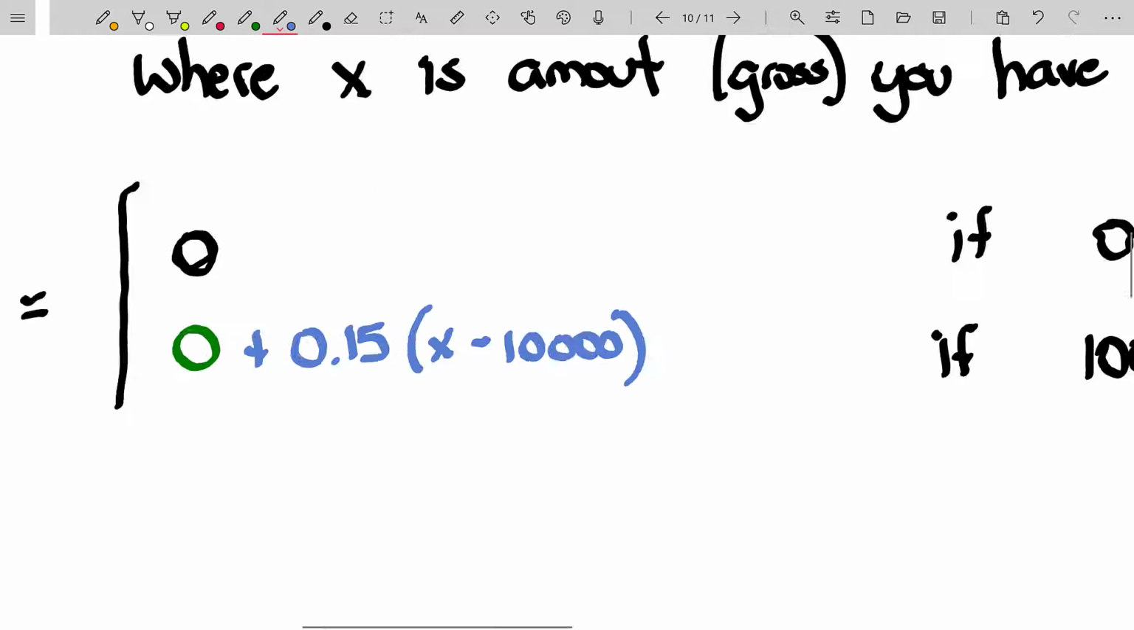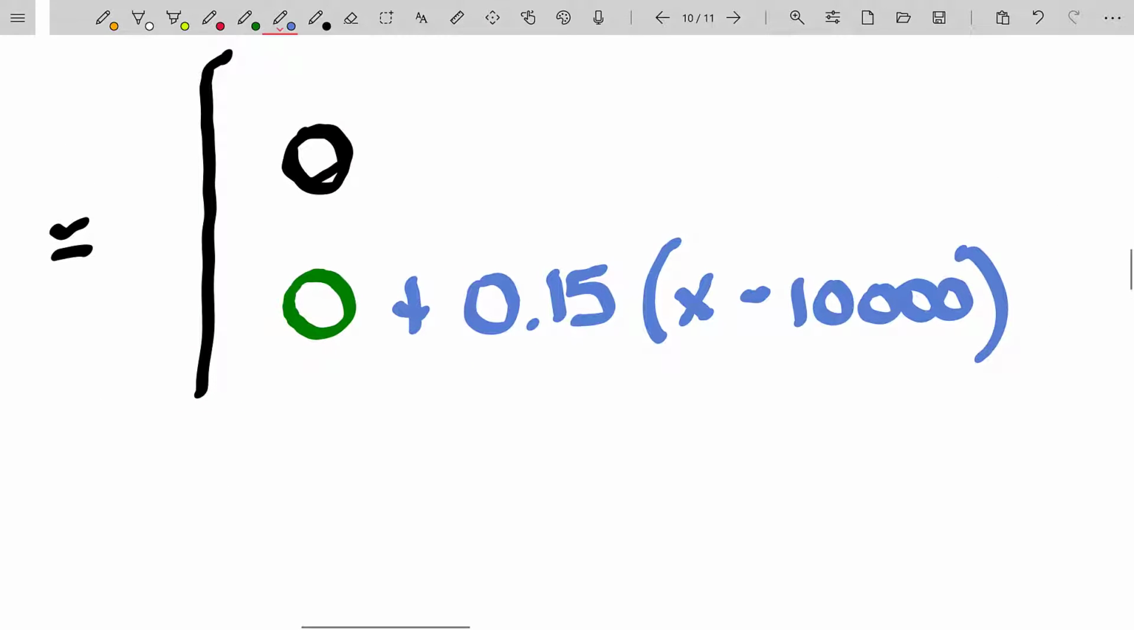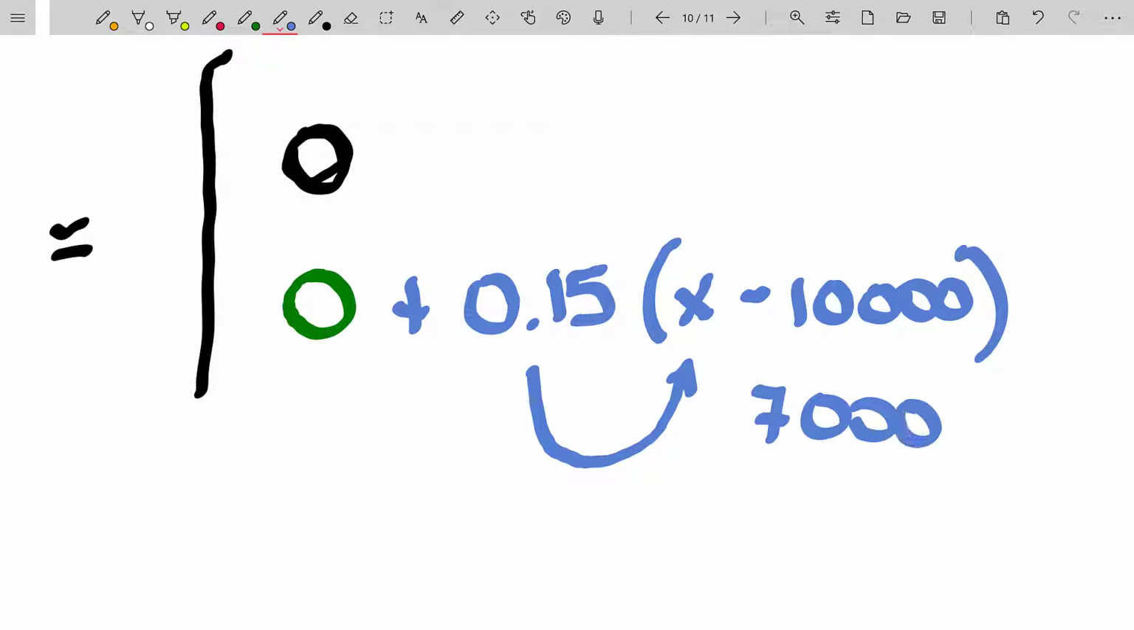Let's see if this works out. You're going to pay 0 plus 15% of 17,000 minus 10,000, which is only going to be a $7,000 tax liability, and 15% of $7,000 is, what is that, 700 plus 350, $1,050. So that does work out.